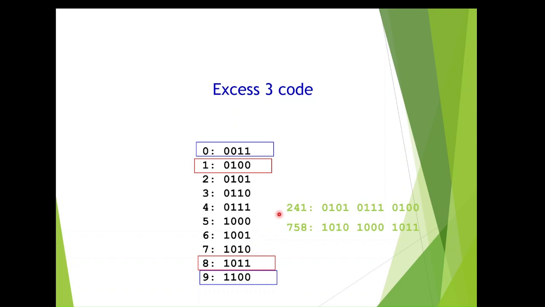So for example, if I have 241 and want to represent it in XS3 code, for 2 I have to write 0101, for 4 it is 0111, and for 1 it is 0100. Similarly, for 758 also.